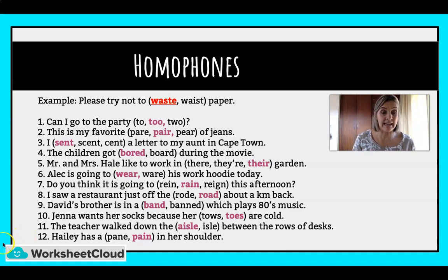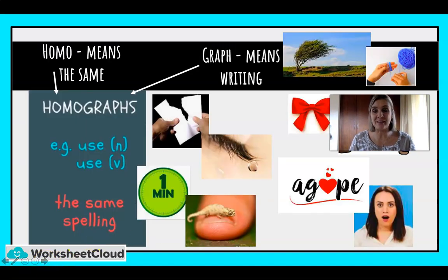And then Haley has a pain in her shoulder. The first one is a window pane. And obviously the second one is a sore pain in her shoulder. Right. This is the one that I love.